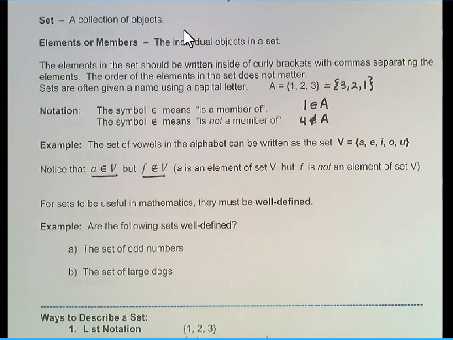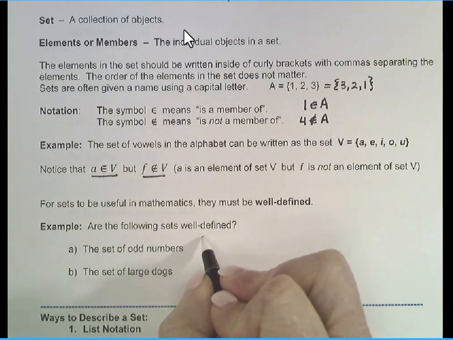So in order for sets to be useful in math, they need to be what we call well-defined. Well-defined just means that there's no ambiguity about whether or not something would be an element of your set. It's defined specifically enough that we can all agree what belongs to the set. So if I say something like the set of odd numbers, most people know what odd means. That's a pretty specific thing. Numbers are either even or they're odd.